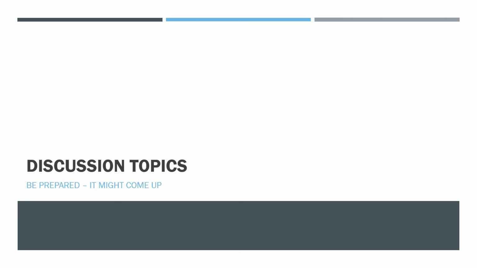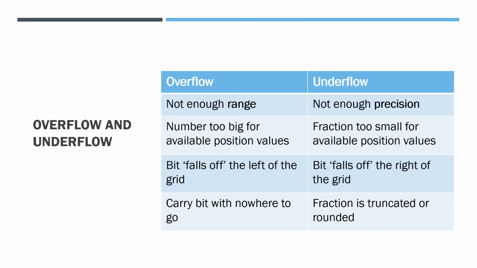Sometimes they ask you to briefly discuss some of the issues. I don't think it'll be a long answer question, but they might ask you to discuss the advantages and disadvantages. So let's just have a very quick look at that. A lot of the advantages and disadvantages relate to underflow and overflow. Overflow is when you haven't got enough range to represent the large numbers that you've got. The number is too big, or a number falls off the left of the grid, or there's a carry bit with nowhere to put it.